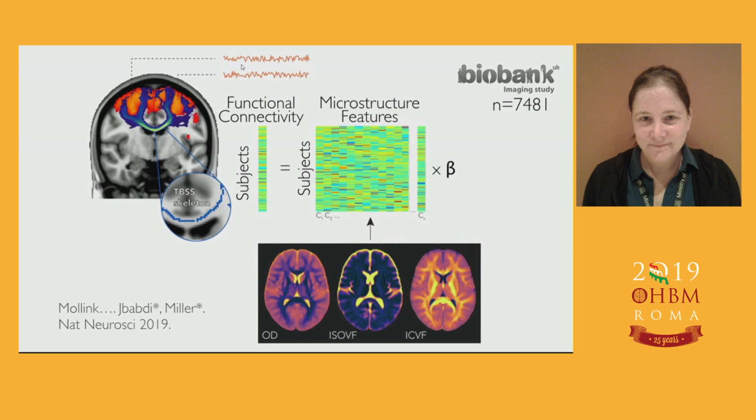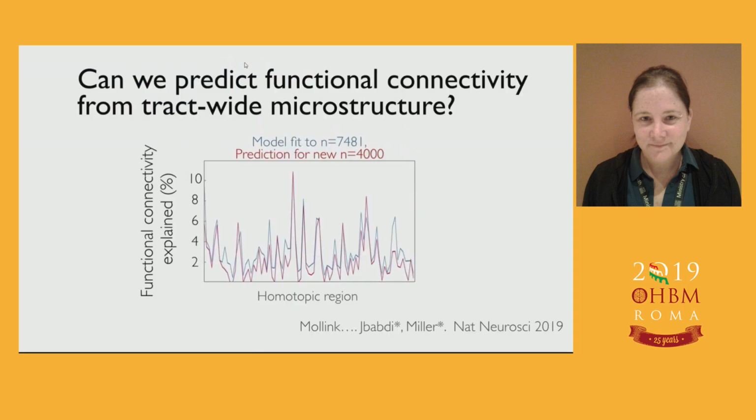And so in the biobank, we have both fMRI and we have diffusion. And what we wanted to do is ask the question, can we take microstructural features from diffusion and use that to predict functional connectivity in the brain regions that are connected by a given fiber pathway? And so again, Molink did this. He did it in about 7,500 subjects from the UK Biobank. The beautiful thing about the biobank is that if you wait long enough, you suddenly get a replication data set pop up in the database.